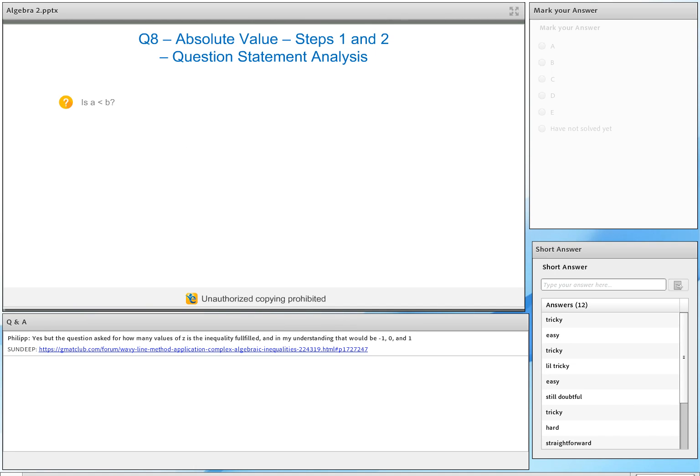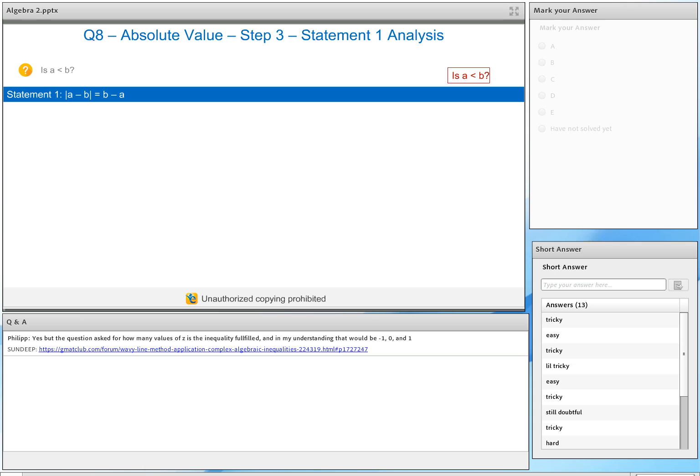Is A less than B? That's all we need to figure out, right? Is A less than B? And again, we won't do any complicated processing. We'll simply apply our conceptual understanding. What do we understand of what modulus is? So statement 1 says mod of A minus B is equal to B minus A.